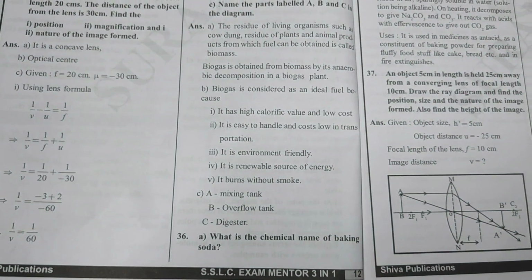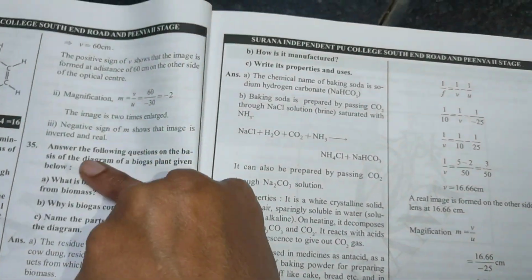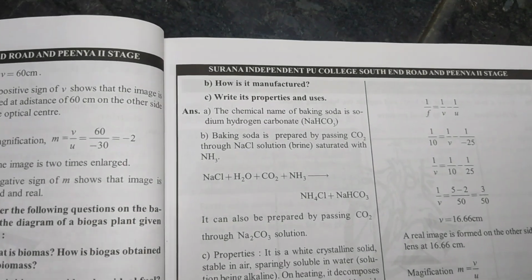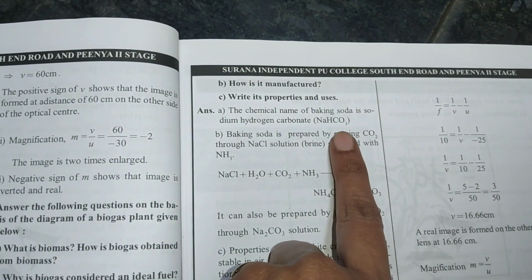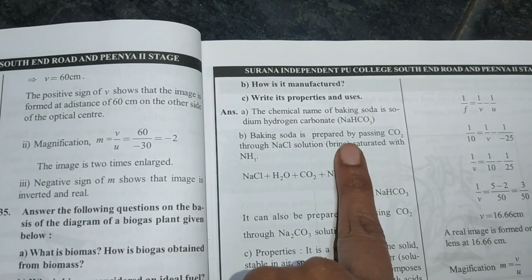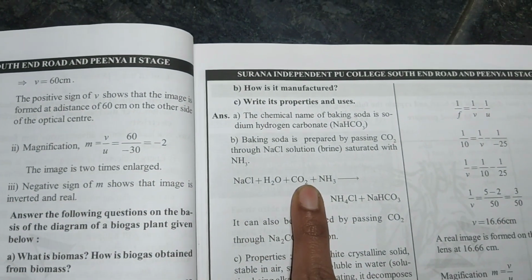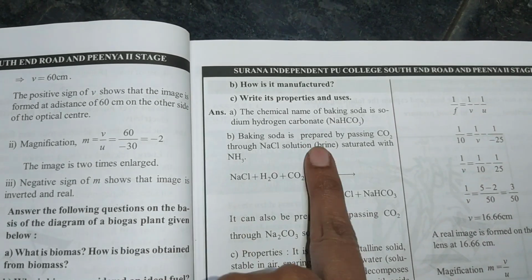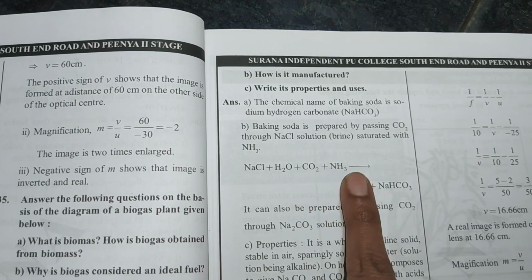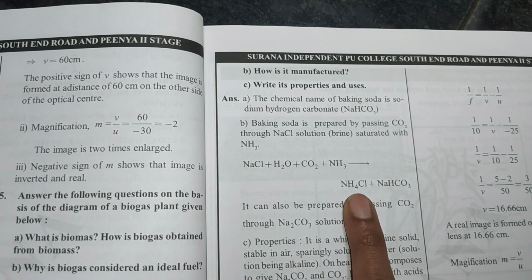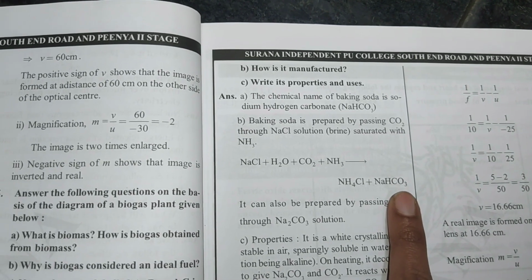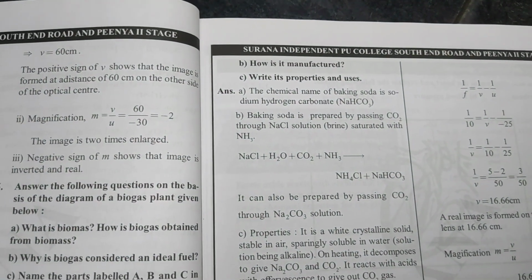Next, what is the chemical name of baking soda? So baking soda, we know the chemical name is sodium hydrogen carbonate or sodium bicarbonate. We can write NaHCO3. And how it is manufactured, they wrote. Baking soda is prepared by passing carbon dioxide through NaCl brine saturated with NH3. So NaCl plus H2O with carbon dioxide and NH3, we will get NH4Cl, ammonium chloride, and NaHCO3, that is nothing but sodium hydrogen carbonate or sodium bicarbonate, our baking soda.